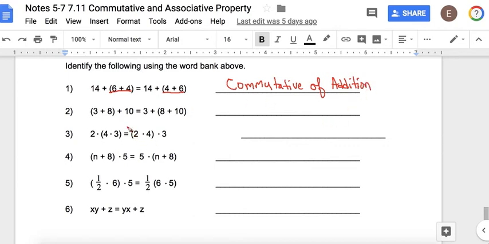Okay, let's look at the next one. 3 plus 8 plus 10, 3 plus 8 plus 10, nothing changed order, but I noticed that the parentheses is regrouped. The parentheses move, so this is associative of addition.